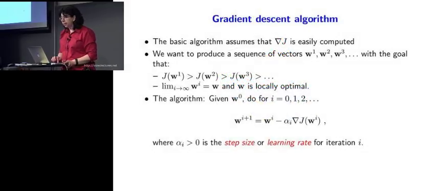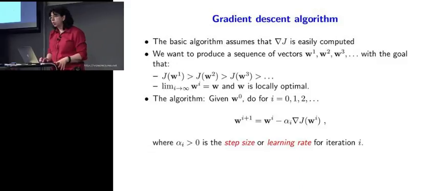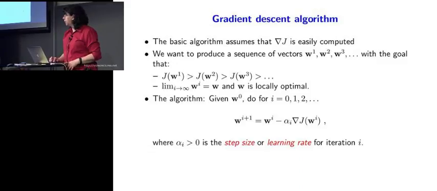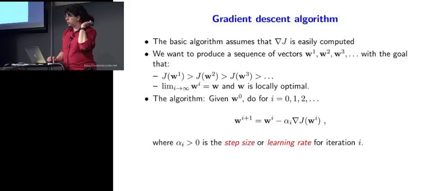So this is just a little picture of what the gradient descent algorithm looks like. In general, you have some objective function J. We're going to assume that the gradient of this objective function can be computed easily. And so what we're going to do is take an initial guess of the parameter vector. That's called W0. And then we're going to step to a new guess for the parameter vector. So from a guess Wi, we'll go to a guess Wi plus 1.